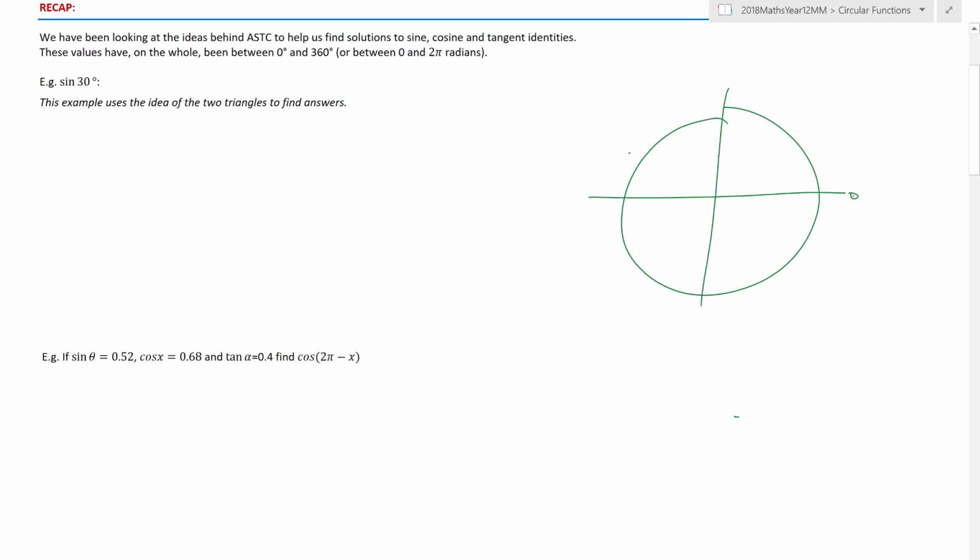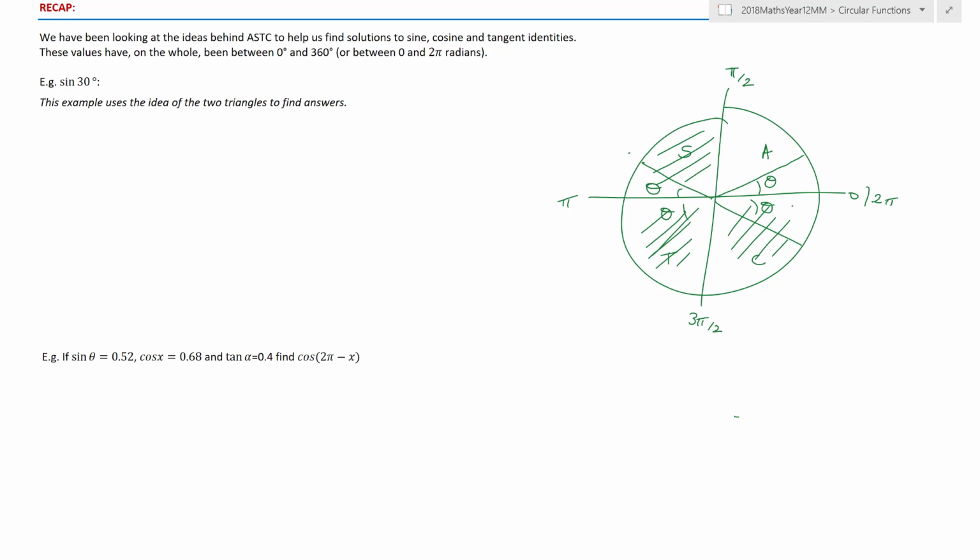So once again, remember our graph goes 0, pi on 2, pi, 3 pi on 2, and 2 pi. And we know that all values in the first quadrant are positive, all sine values in quadrant 2 are positive, all tan values in this one are positive, and all cosine values in this one are positive. What's important is if I know this angle here, or this angle here, all of which are the same as my reference angle, then I can use some pretty basic maths to help me find all of those other values.